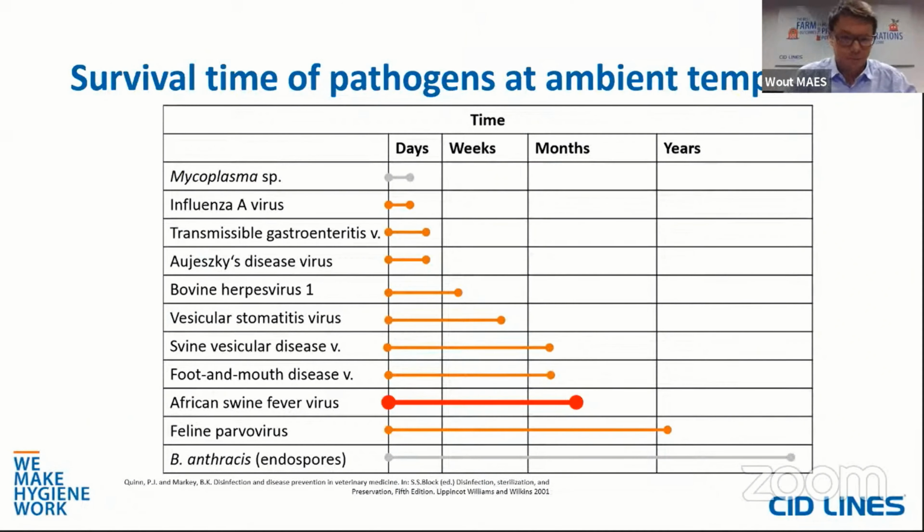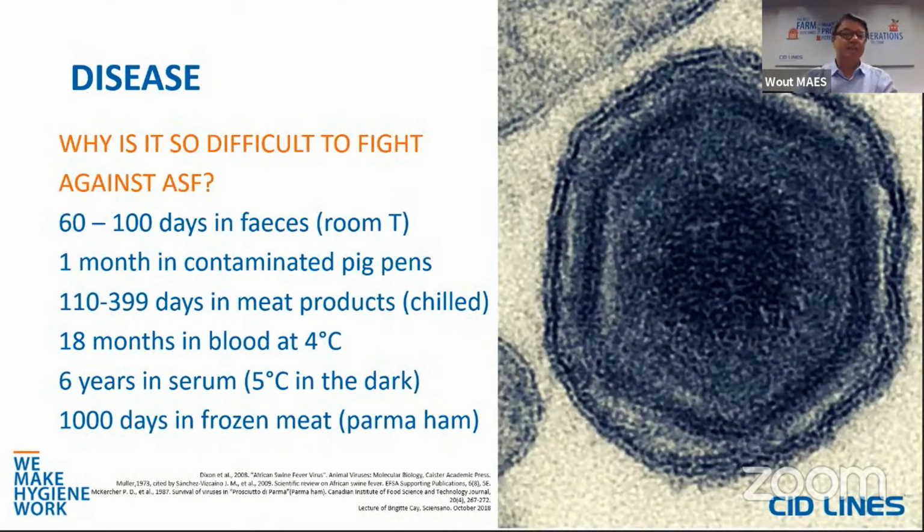And about the survival time, I will share a little bit how it compares to other viruses. You see, for instance, Aujeszky's disease virus is just a matter of days. So even if you do nothing, with an empty pen, after a few days the virus will be inactivated and you can restock your farm. You will have no issues. If you go, for instance, to foot and mouth disease, you're talking about months of survival time, and it can be compared pretty well with African swine fever virus. The general survival time is also months. And we will see in the next slide the differences in the conditions where the virus can survive.